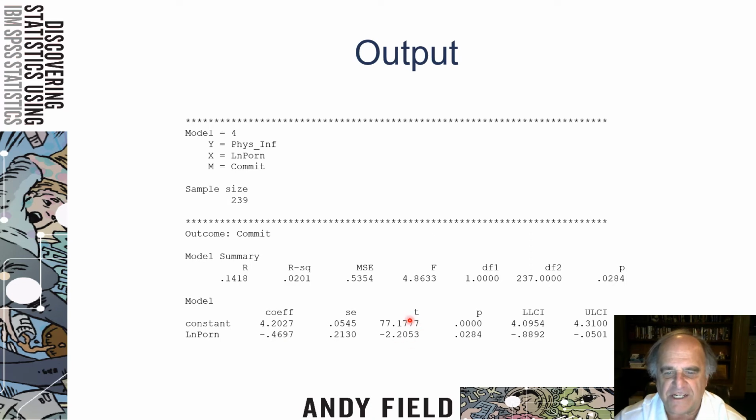Of course, we get our T's associated with each variable. They're both significant. Again, the constant probably doesn't really matter much, but the P associated with pornography is, again, 0.0284, and it is significant. And then we get the lower and upper confidence intervals on this estimate of B.